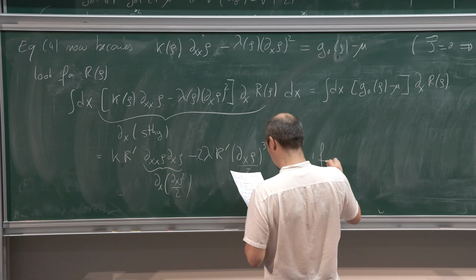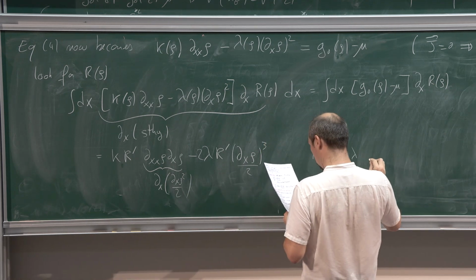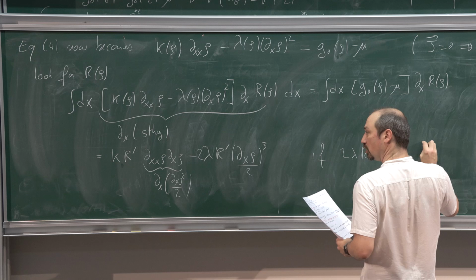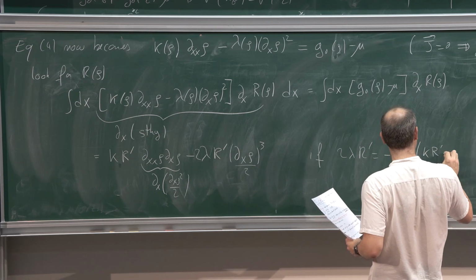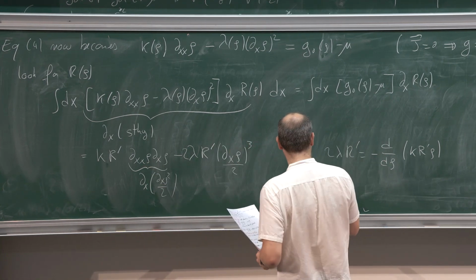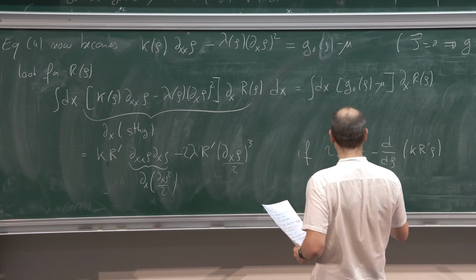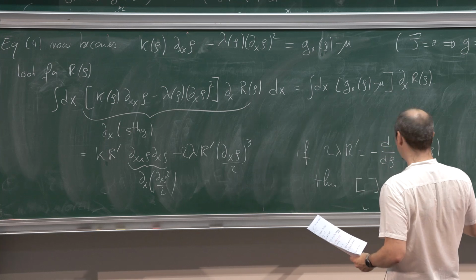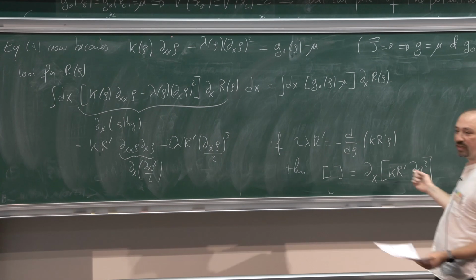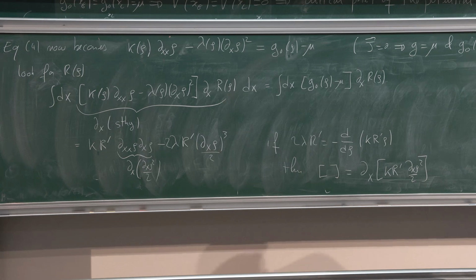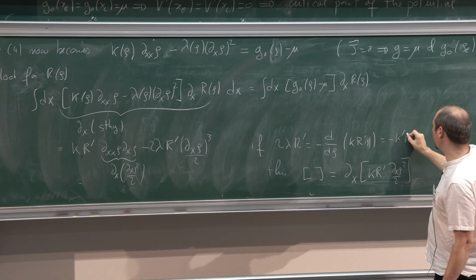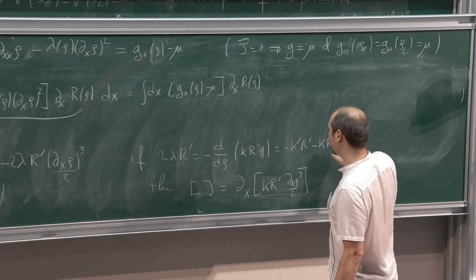So if 2 lambda r prime is equal to minus d over d rho of kappa of r prime of rho, then our bracket becomes dx of kappa r prime dx rho square over 2. We integrate between rho gas and rho liquid, and we get 0. So this is r prime of rho. These we can expand. We get minus kappa prime r prime minus kappa r double prime.